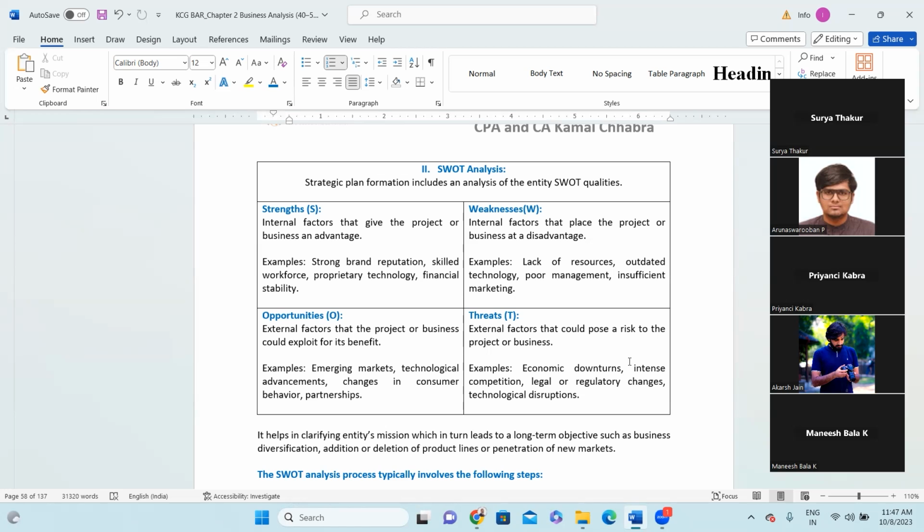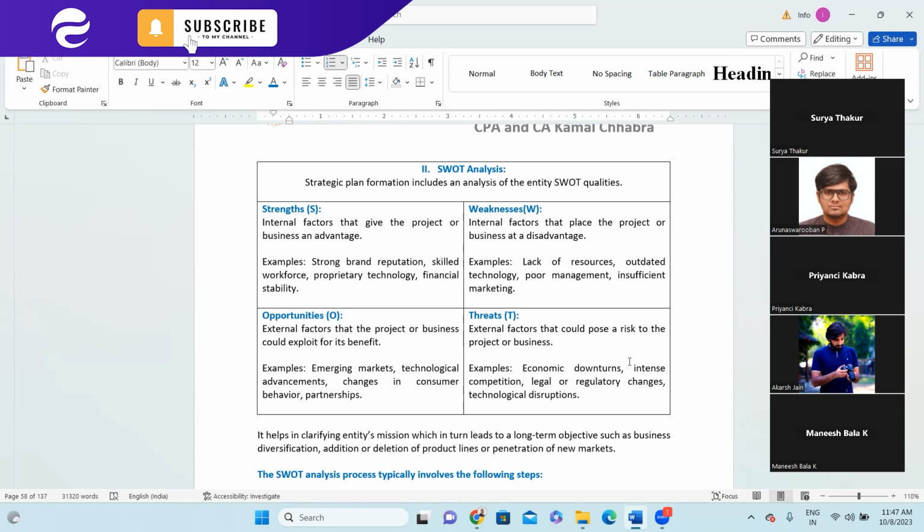Second, if you have highly talented people, then your people can be your strength, right? Or if you have done any strategic merger or acquisition, then all the advantage or market benefit you have got on account of acquisition and merger is your strength. Examples are strong brand reputation, skilled workforce, proprietary technology, and financial stability. If you have big pockets like Reliance, the Ambanis, the Tatas do, that's your strength, right?